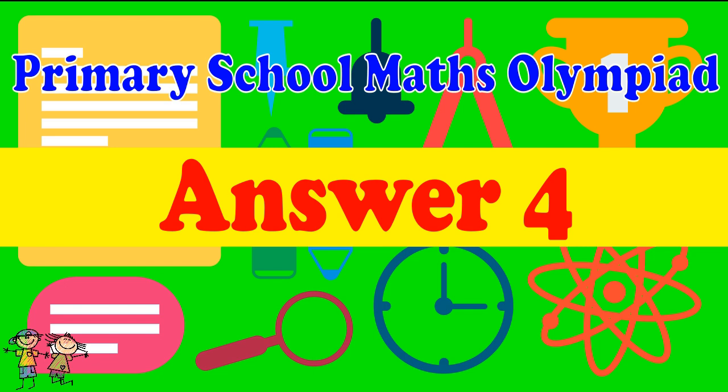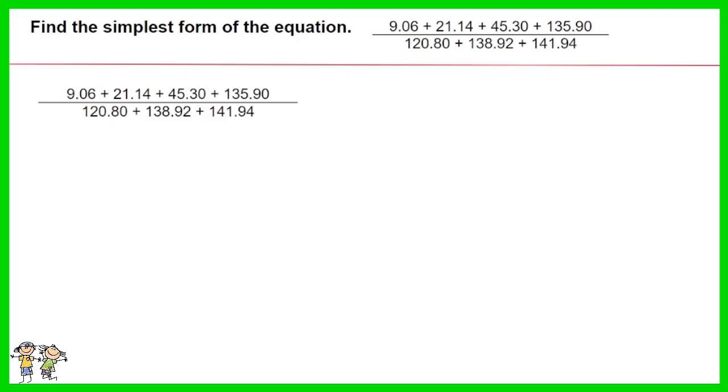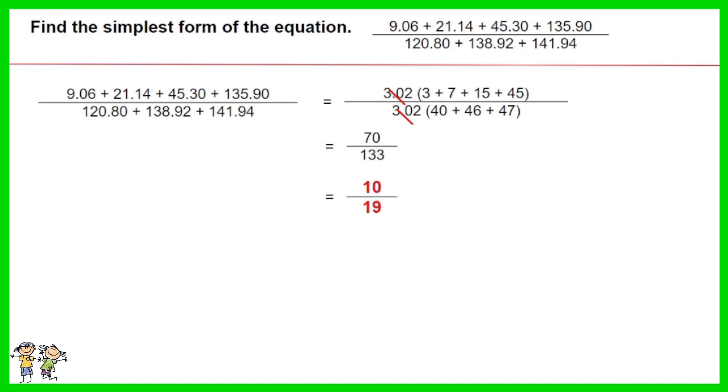Answer for question 4. Both the numerator and denominator appear to be multiples of 3.02. Simplify both by having them in multiples of 3.02, as shown. The 3.02 in the numerator and denominator cancel out each other. The numerator is now equal to 3 plus 7 plus 15 plus 45 equals 70. The denominator is now equal to 40 plus 46 plus 47 equals 133. The equation is equal to 70 over 133, and in simplest form it is 10 over 19.